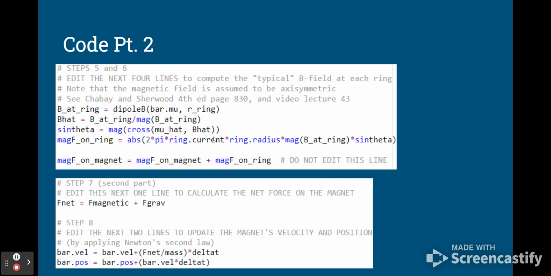And that's Ohm's law. And I found the magnetic force acting on the ring by 2 pi times ring radius, which is the change in length, times the ring current, times the external B field, times sine theta between them. So this is the cross product. And then I found F net as magnetic force plus gravitational force. This is all acting on the magnet. And then I used Newton's second law to find the velocity update formula and position update formula.